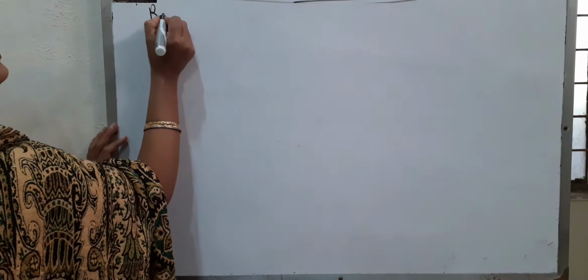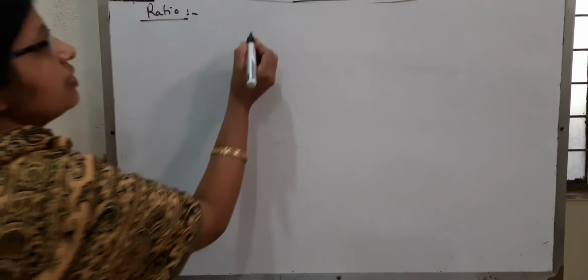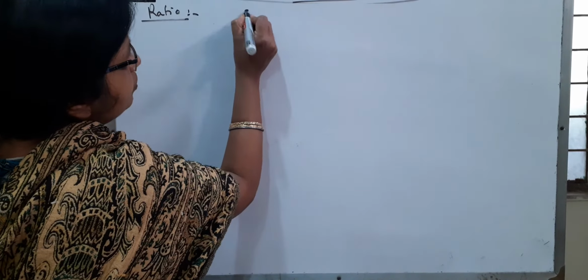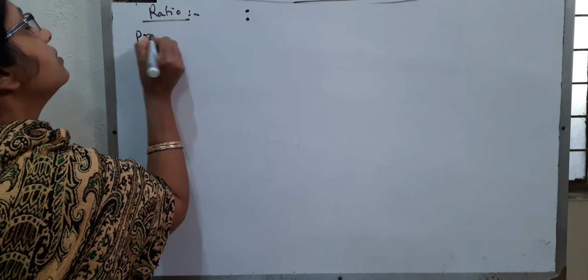Ratio. The first topic is ratio. We know about ratio. A ratio shows the size of two or more values. We represent ratio in different ways, and we separate the ratio with this dot. Proportion.